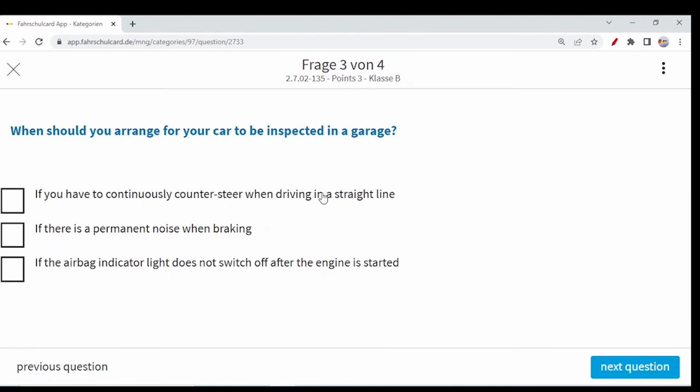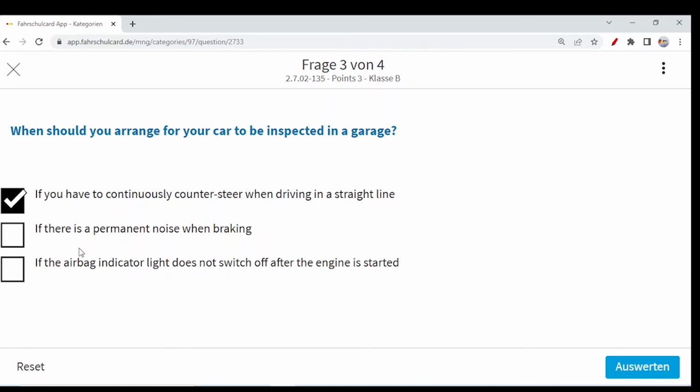When should you arrange for your car to be inspected in a garage? What are the main things or impacts that you keep in your mind when you want to inspect your car? If you have to continuously counter-steer when driving in a straight line, and your steering is not working, maybe it's the suspension system, maybe some chassis, or could be any problem. You have to change your steering continuously. Yes, there is a problem. Go and have a check.